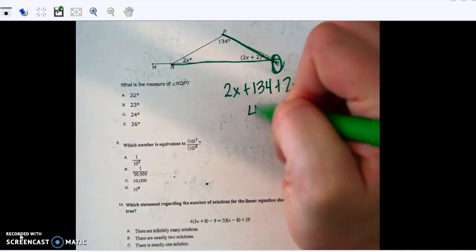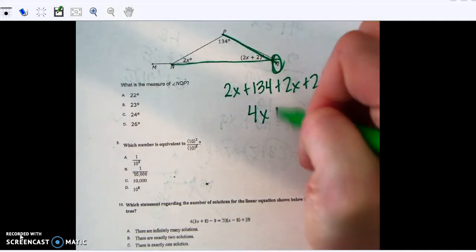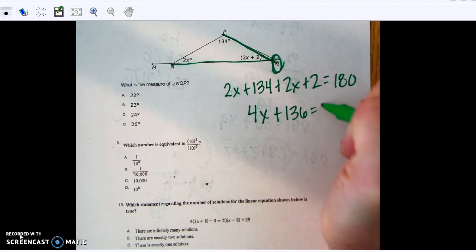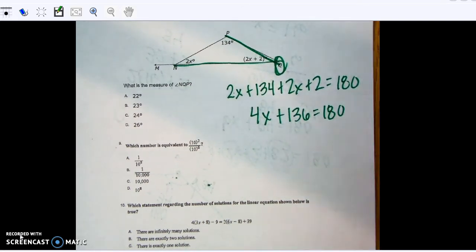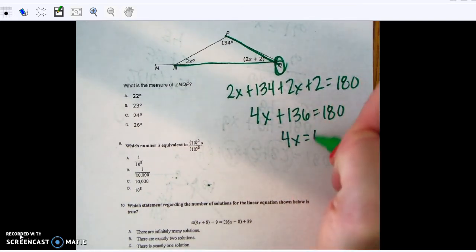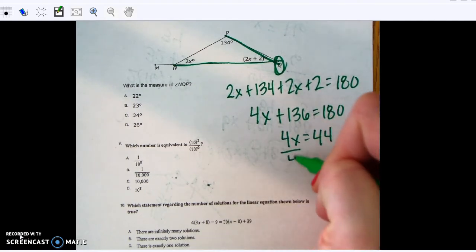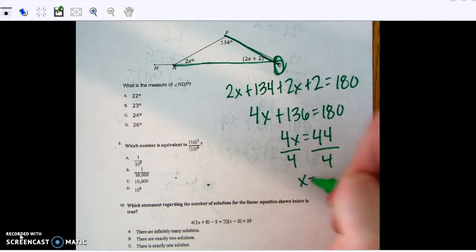2x plus 2x is 4x. 134 plus 2 is 136, equals 180. If I do 180 minus 136, I get 44. So 4x is equal to 44. Divide both sides by 4. X is equal to 11.